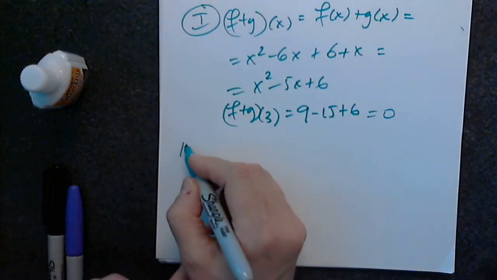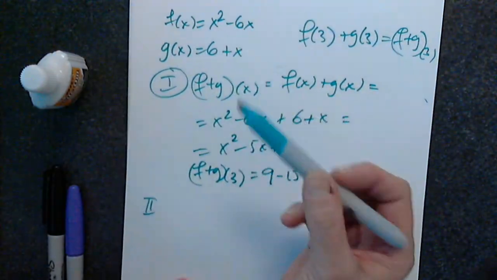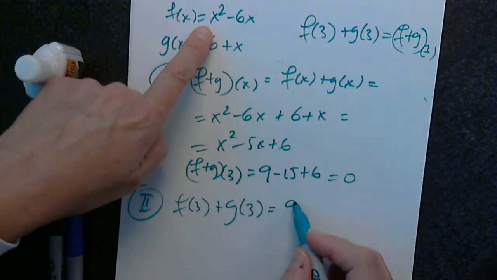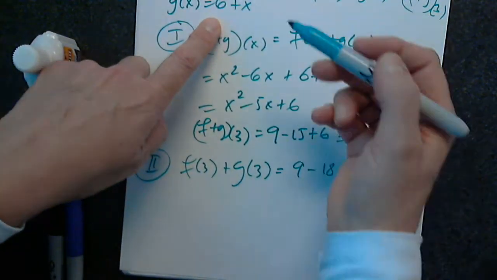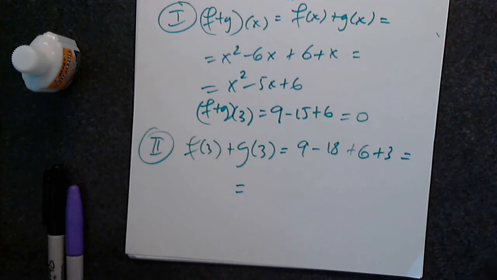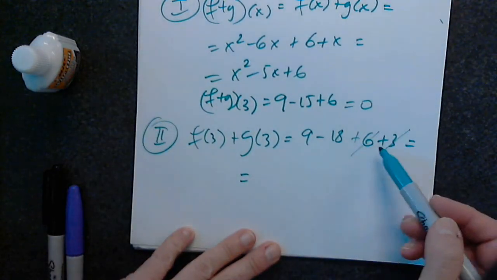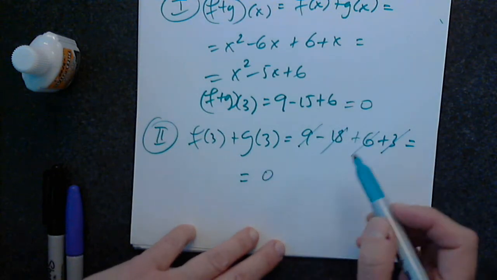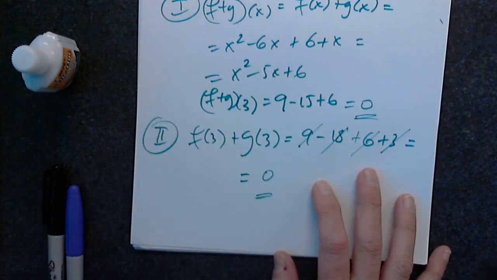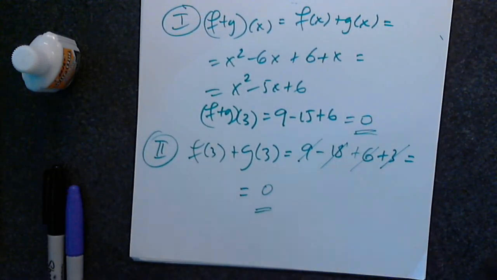The other option is to simply find f of 3. So f of 3 plus g of 3. f of 3 will be 9 minus 18. And then plus g of 3 will be 6 plus 3. And we have to get the same answer. And we do. Because this is 9, this is 9, this is negative 18, so this is 0. We have to get the same thing. It's up to you, but this is much easier. That's fine. One or the other. However, the answers must be the same.